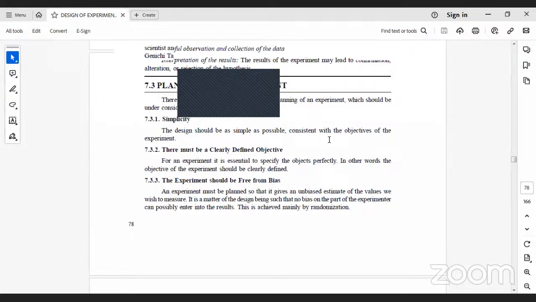An experiment must be planned to give an unbiased estimate of the values we wish to measure. Okay? Unbiased: what is the meaning of unbiased? Tell me, anyone. What is the meaning of unbiased?